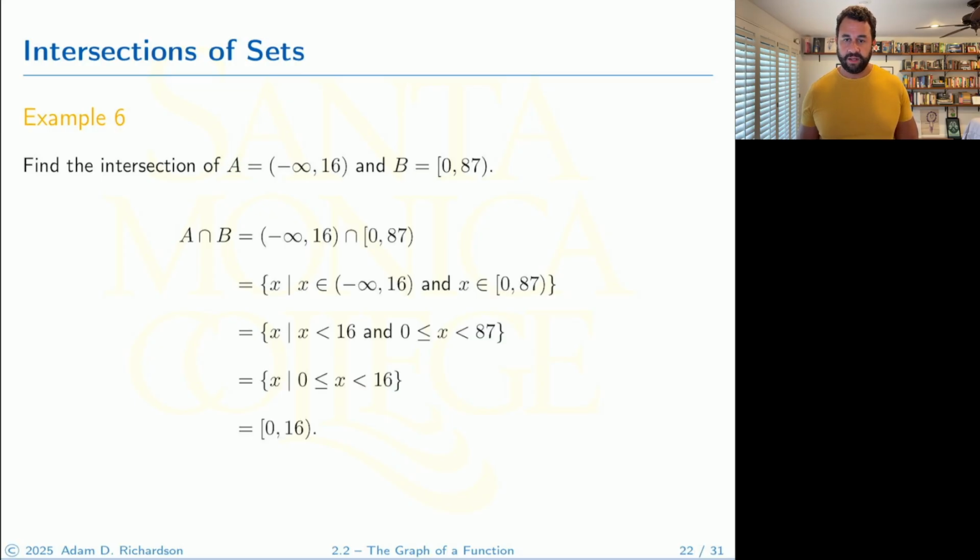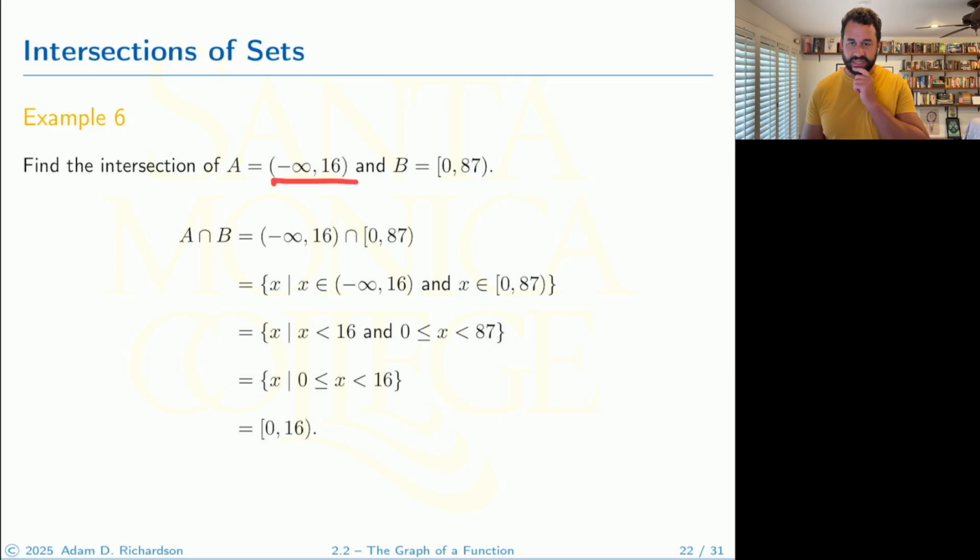Let's see. Here's the full calculation. Like I said in the last section, you don't need to write out this full calculation. If you can do it intuitively, great. If you want to write it out, great. Whichever you want to do. But here we've got negative infinity to 16. Here we've got 0 to 87. We need to find where these things overlap. Like where do they overlap? Where are they connected?